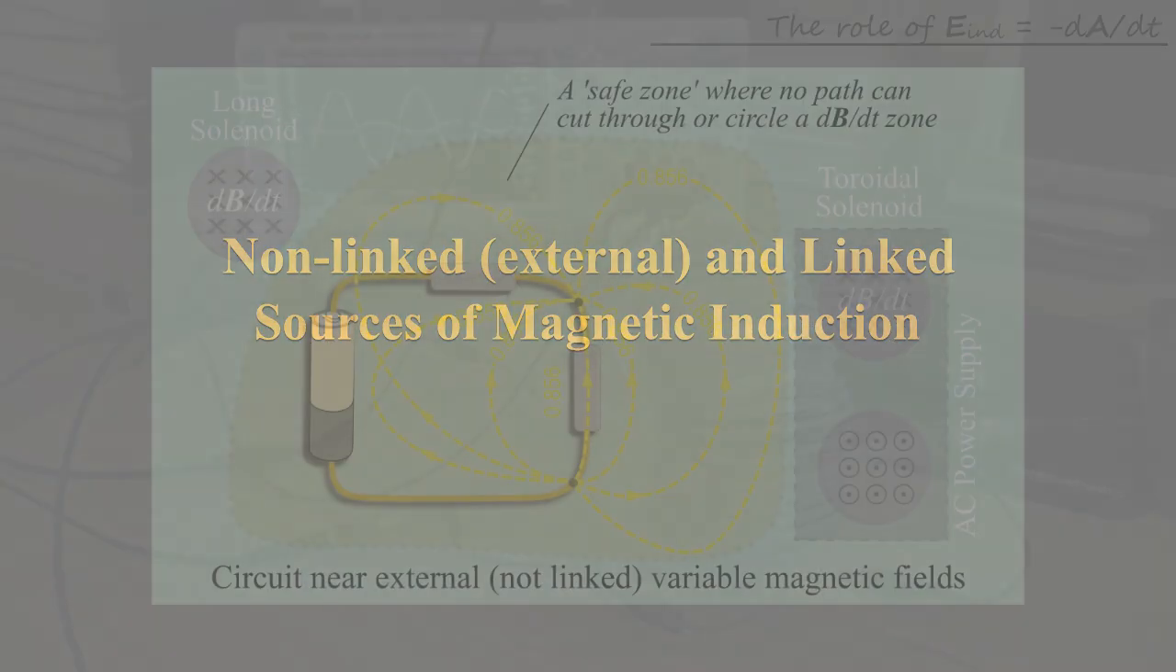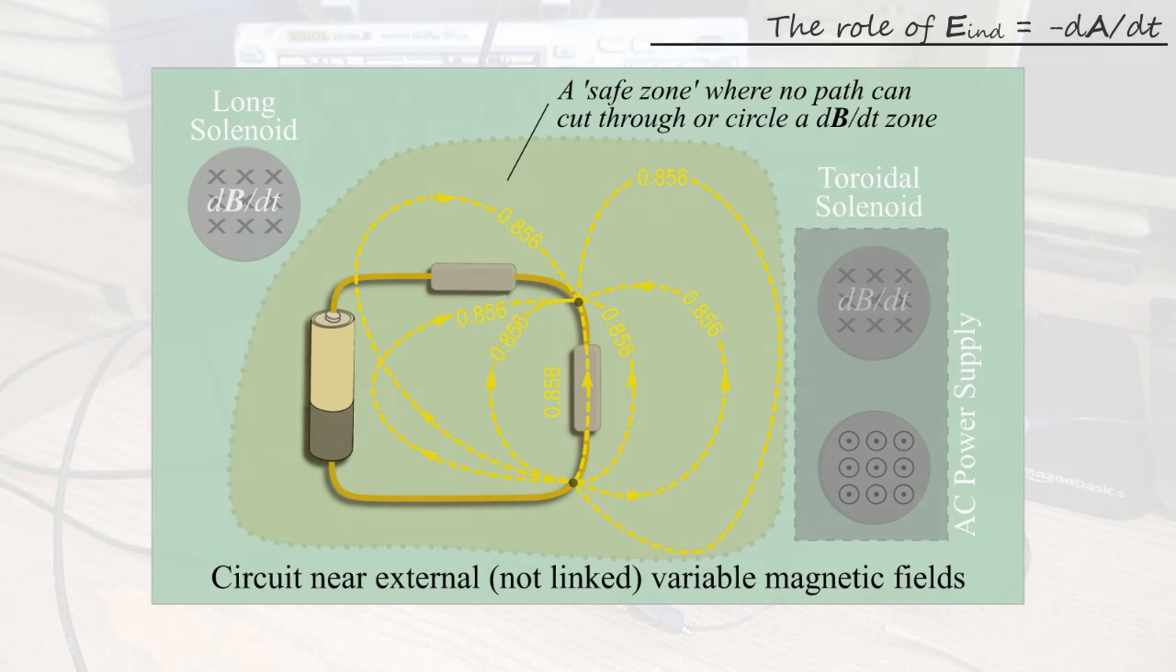This figure shows a battery-powered circuit surrounded by bounded sources of magnetic induction, an external long solenoid and an external toroidal transformer that keep the dB/dt zones confined within their boundaries. The circuit sits in a dB/dt-free zone where the electric field is locally conservative, even if it is still immersed in a significant amount of induced electric field, not shown for laziness.